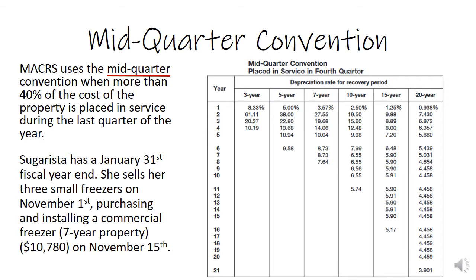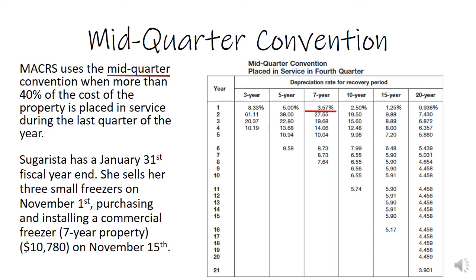She sells her 3 small freezers on November 1st, purchasing instead a commercial freezer, which is 7-year property, on November 15th. Her purchase time frame puts her buying the property in the final quarter of her fiscal year, which means if she were to take 6 months worth of depreciation in the year, she'd be at an advantage. She could be taking more depreciation than she would otherwise be entitled. To keep unscrupulous business persons from taking advantage of this, the IRS created the mid-quarter convention.